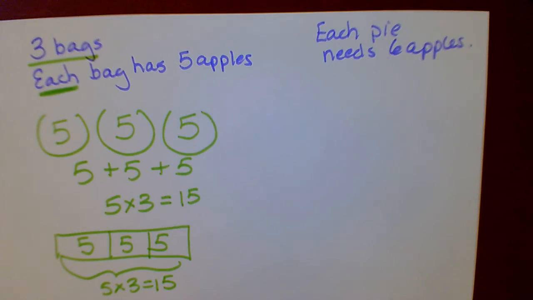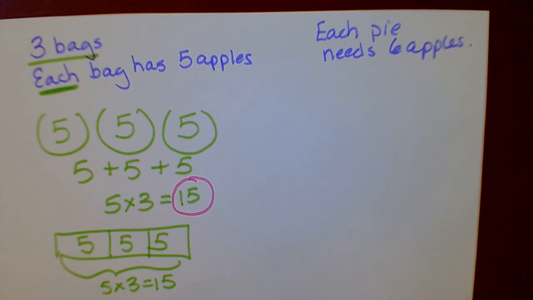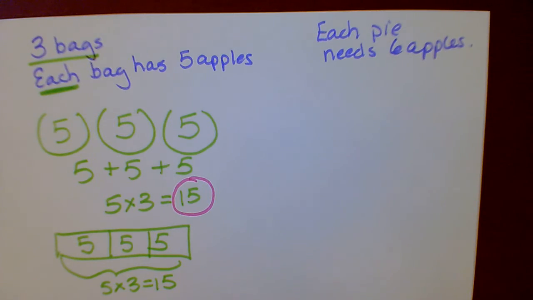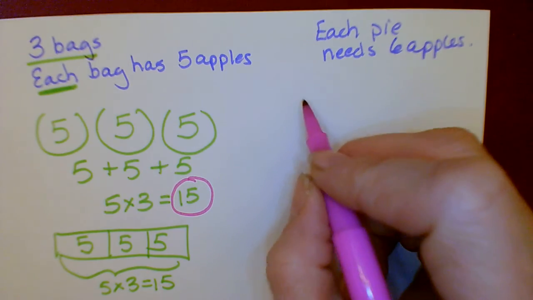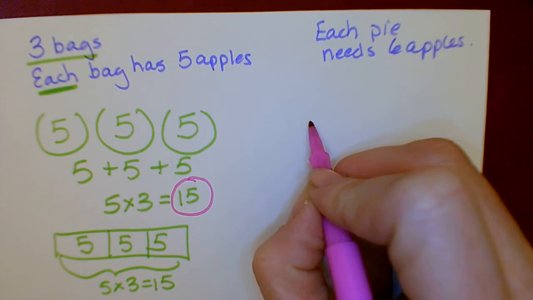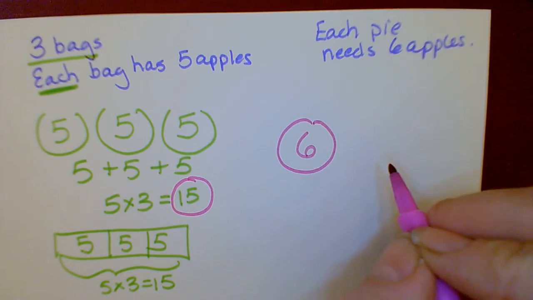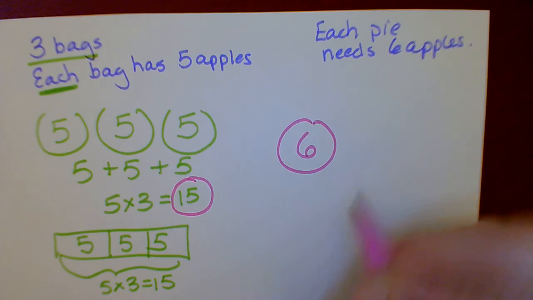So the next step is that each pie needs 6 apples. So again, I have a total of 15 apples, and each pie is going to need 6 apples. So what I need to do is I need to take that 15 and I need to put it into pies. So here's my first pie, and it's going to have 6 apples in it. So I've used up 6 of those 15 apples.